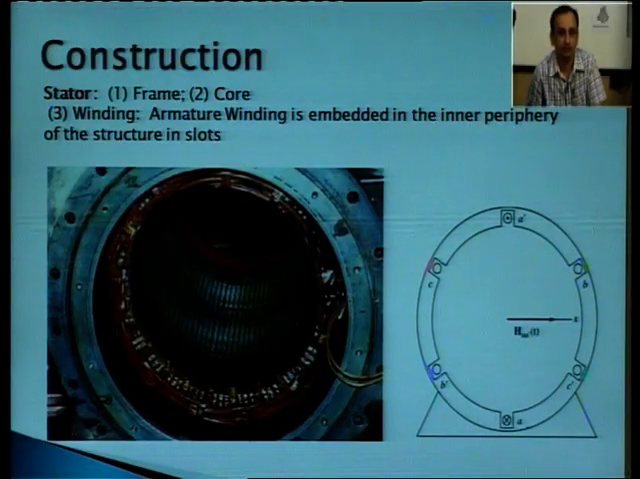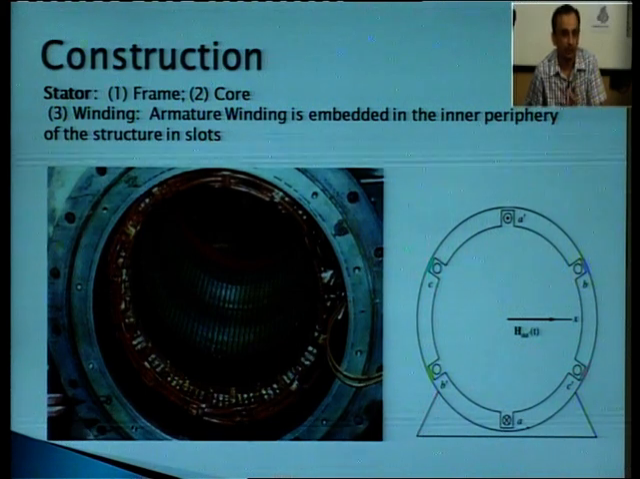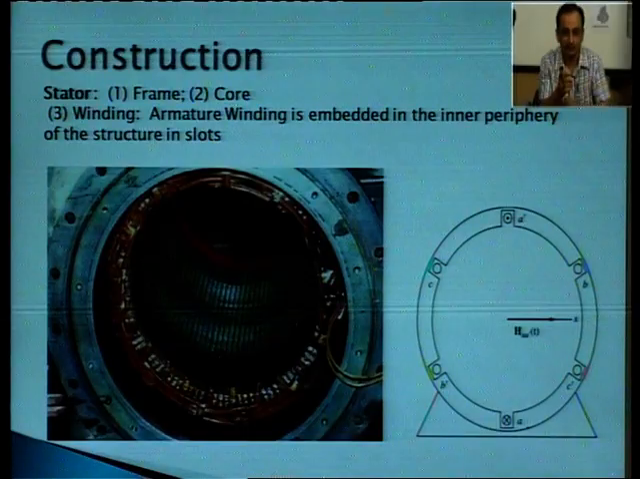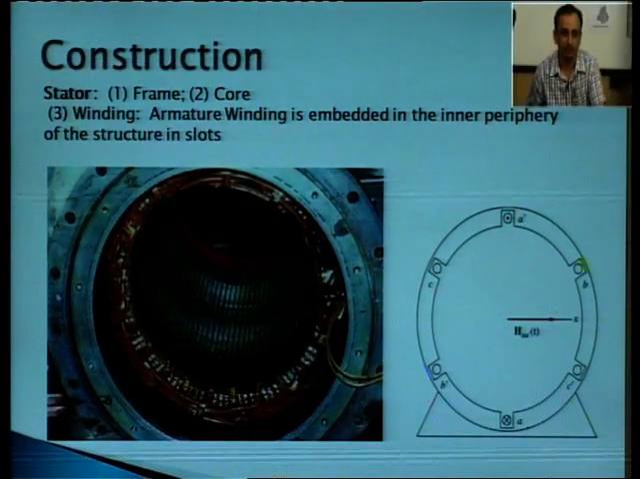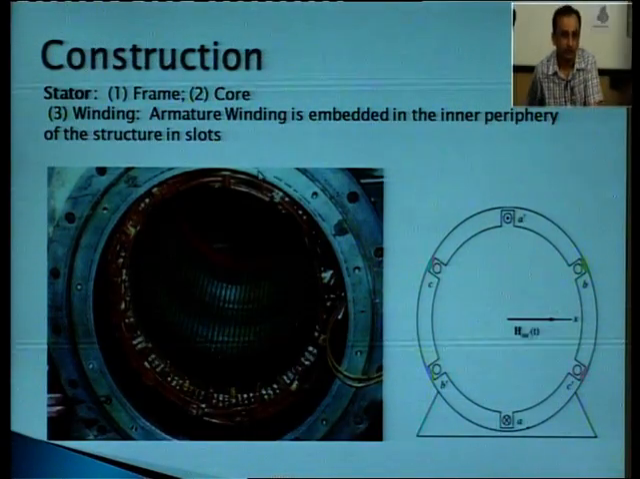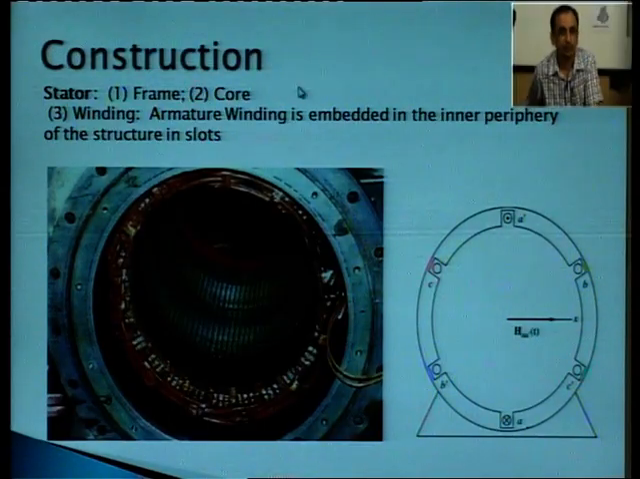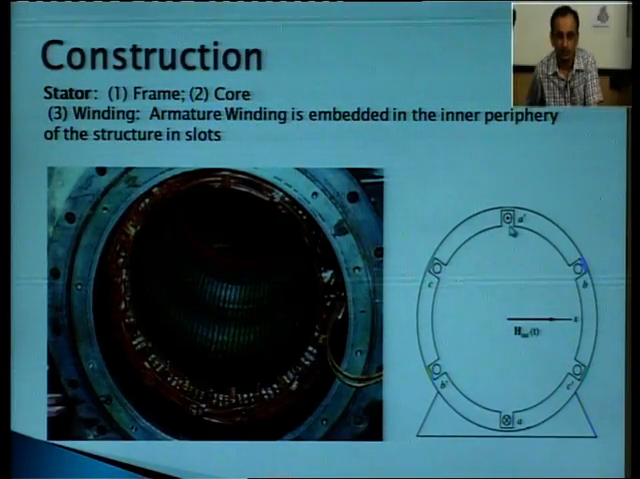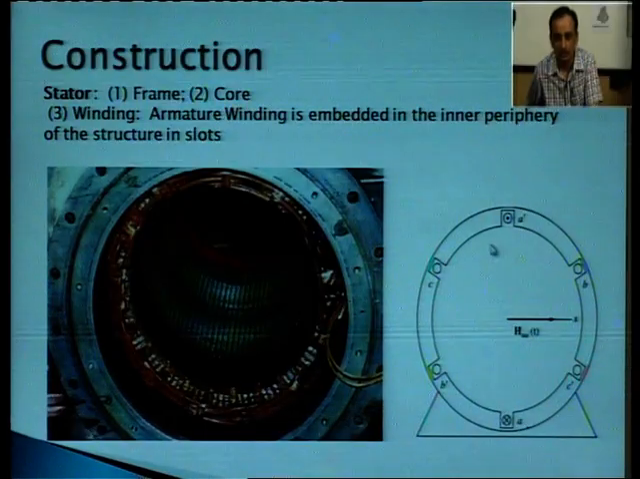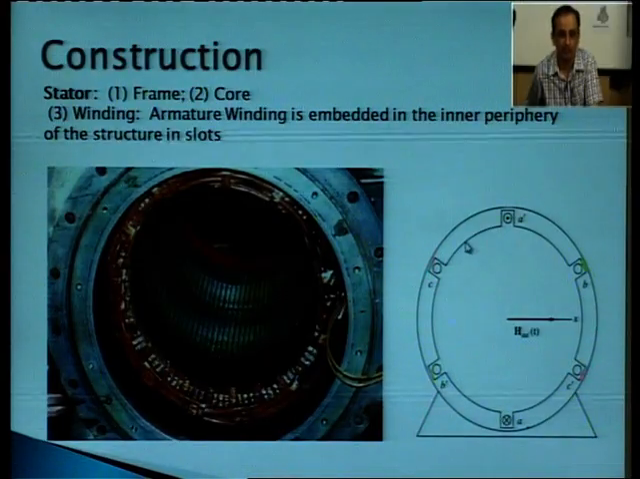If you see the construction of the stator, it has three major parts: the frame, the core and the winding. The frame is the outer part of the machine, as can be seen. The core is the internal part of the machine. This is generally made of silicon steel, which is permeable in nature. Then the windings: we create slots in the inner periphery, and the windings are accommodated in this inner periphery. Generally the three phase windings are placed in these slots.